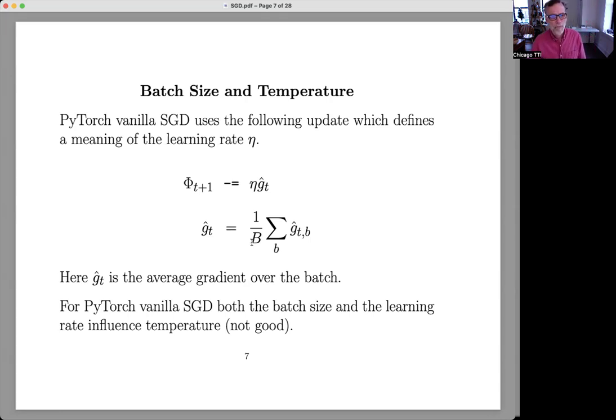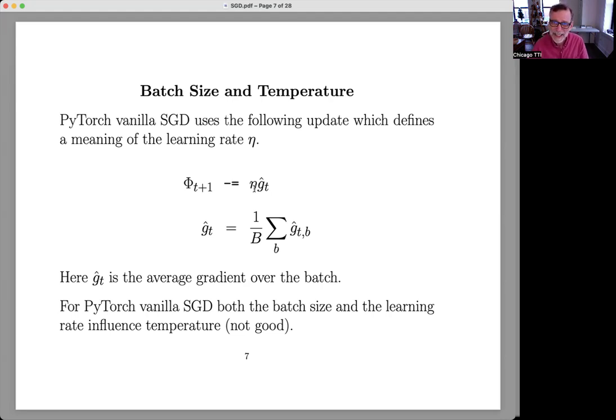And in vanilla SGD, parameterized this way, these equations actually define the meaning of the learning rate and the batch size. It turns out that the temperature depends on both the learning rate and the batch size. When you change the batch size, you'll change the temperature, even if holding the learning rate constant. So the temperature becomes a function of both of these parameters.